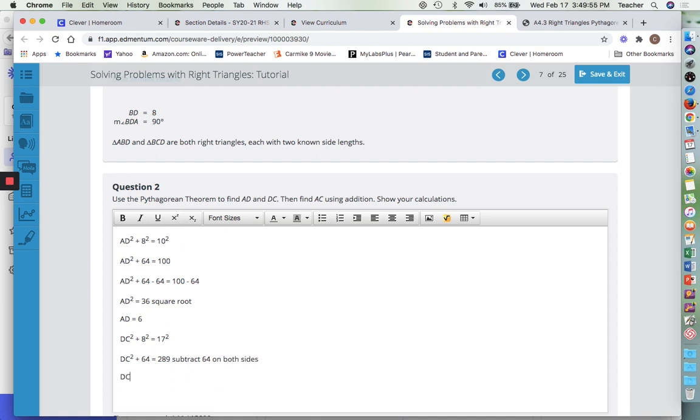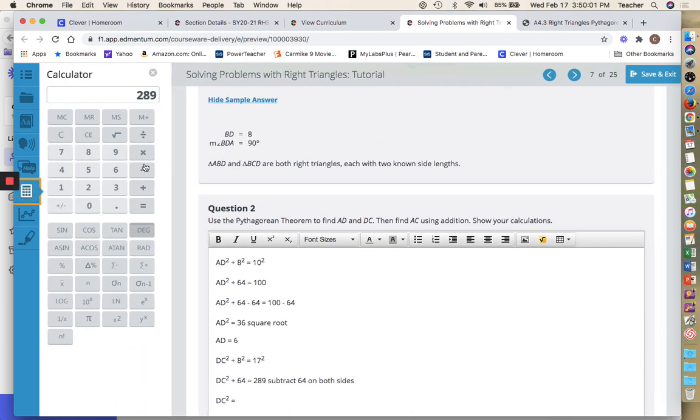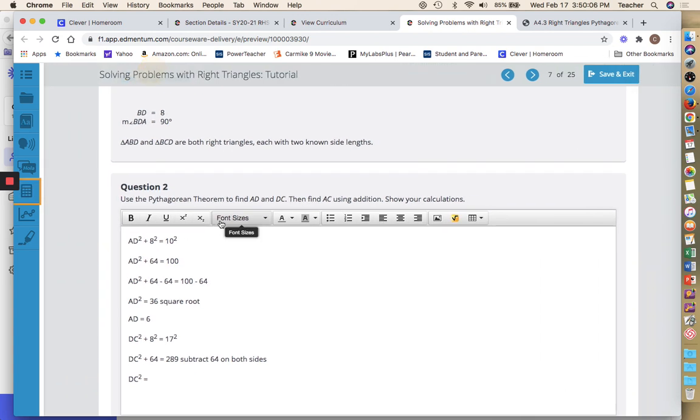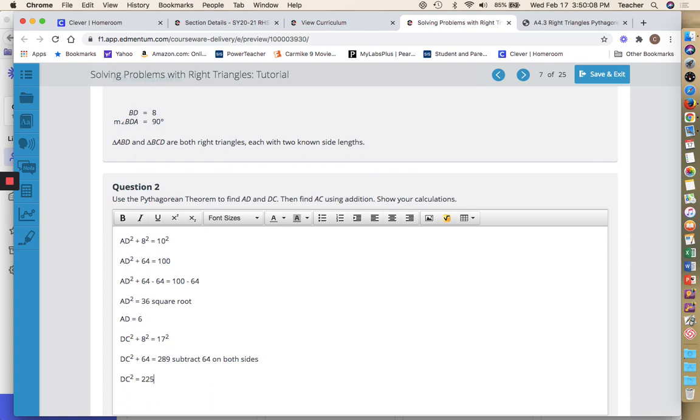Alright, so we got DC squared: 289 minus 64. That's 225. And then we're going to square root. So the square root of 225, I believe that's 15.